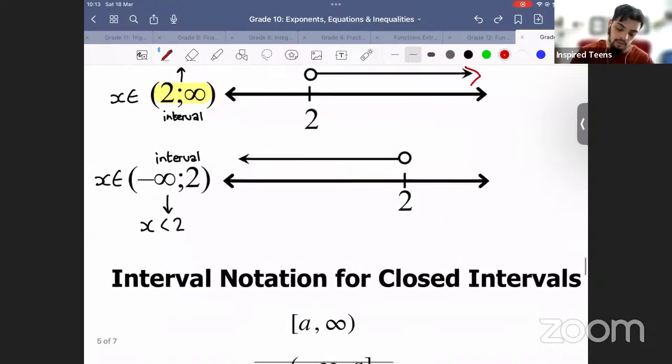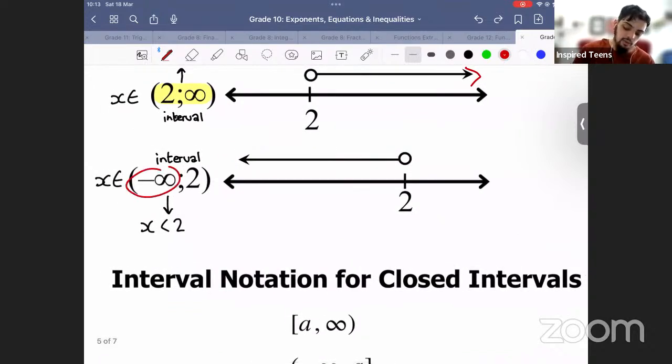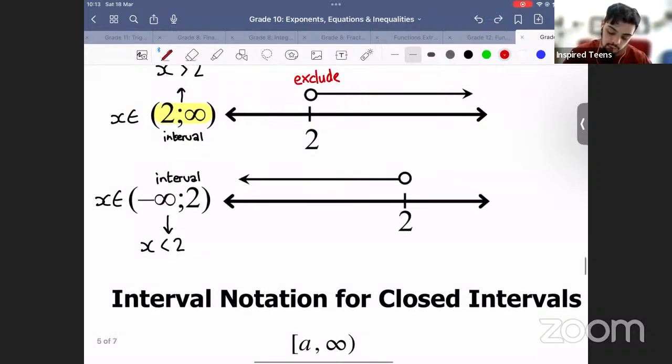And then when we talk about starting at negative infinity, why do we write negative infinity first? Because that's the most left value. The smallest value here is negative infinity, and then the biggest value is 2. The start value is negative infinity, the end value is 2. In this case, you are going from 2 to negative infinity, okay? And this open circle also means exclude, and it's going to negative infinity.